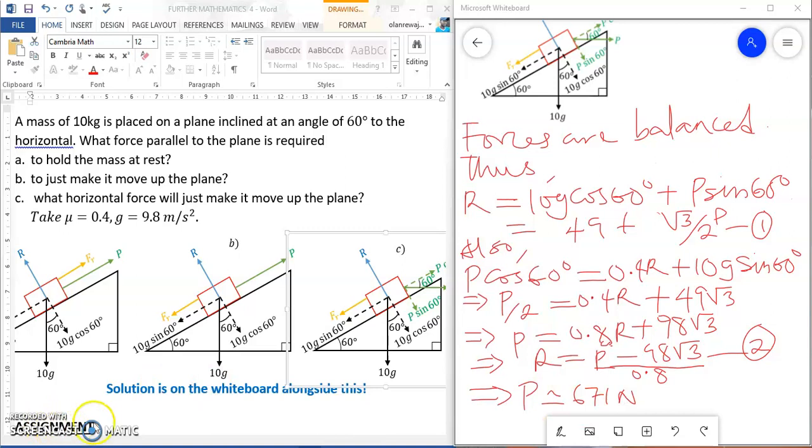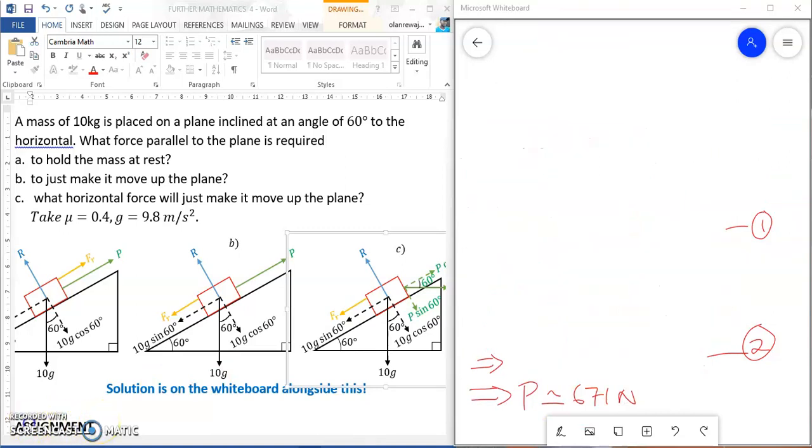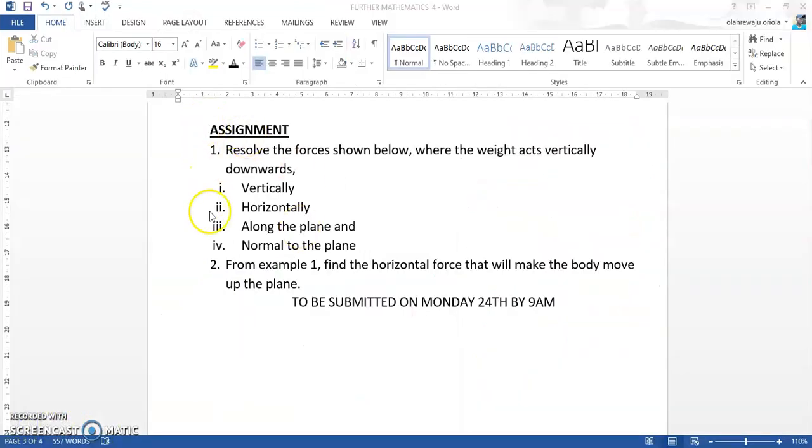There is an assignment given here. So this is the assignment given for us to get ourselves refreshed with, and it is to be submitted latest by 9 a.m. on the 24th August 2020, exactly on Monday.